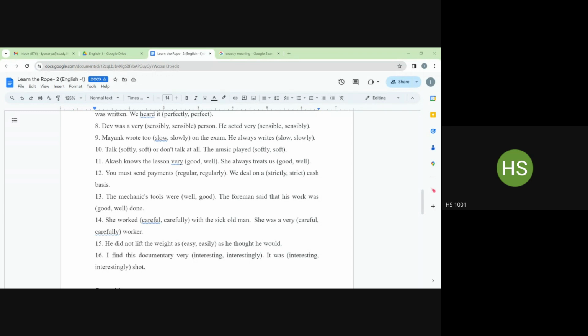Now the next one: She always treats us good or well. Again well, because how does she treat you? She treats well, right? Ma'am, one more question. Do you have any other adverb in this sentence besides well? She always treats us well. Any other word besides well? Always. Okay. Always is also an adverb.